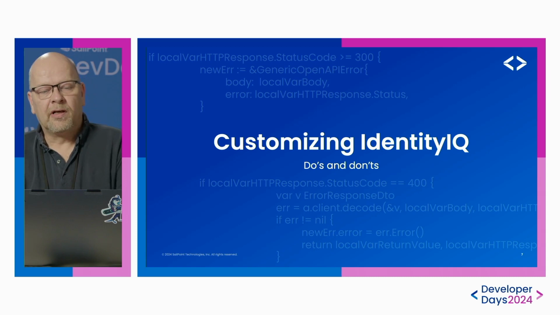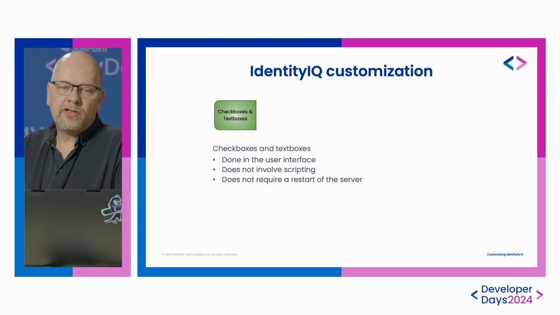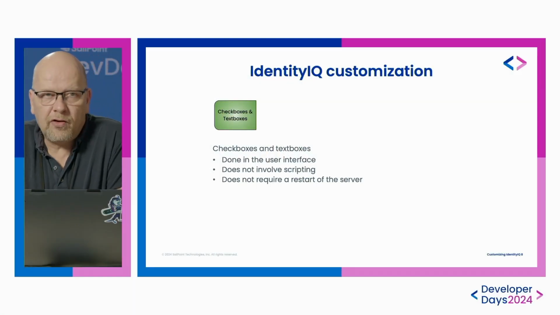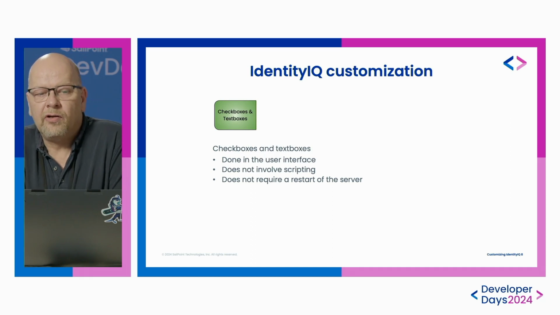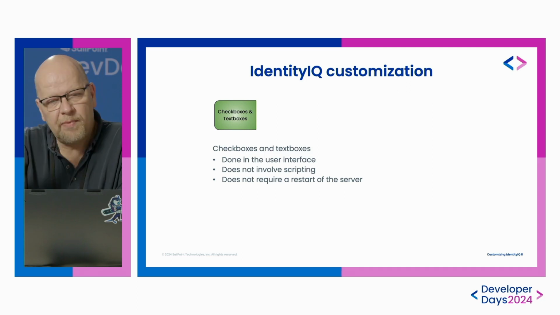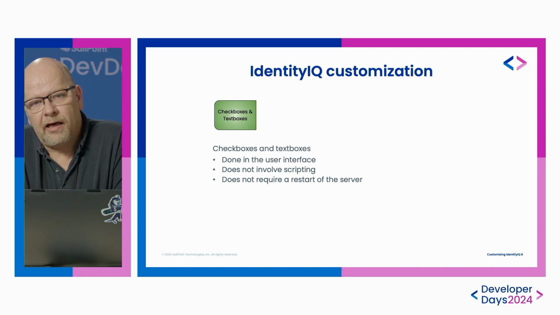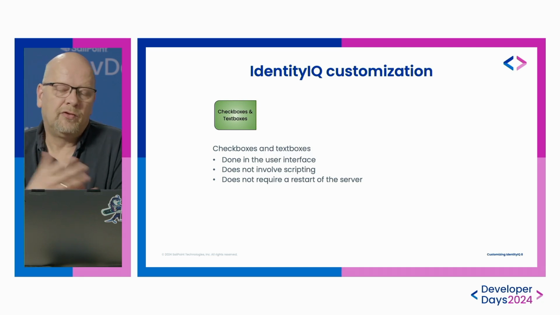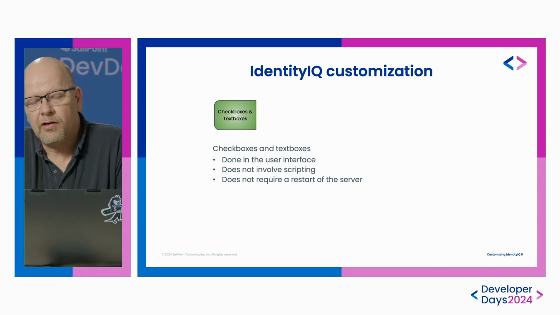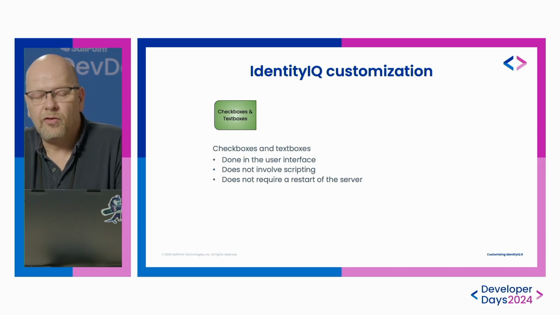So, first of all, customizing IdentityIQ, a lot of things that you can do, a lot of things that you should not do or don't want to do. So first of all, if you just want to configure IdentityIQ, you can use all the checkboxes, all the different fields in IdentityIQ. And it's basically just clicking throughout the GUI and just setting things up. You might use the wrapper setup to do those kinds of things. Just out-of-the-box stuff that you can just configure and make IdentityIQ do what you want to do.